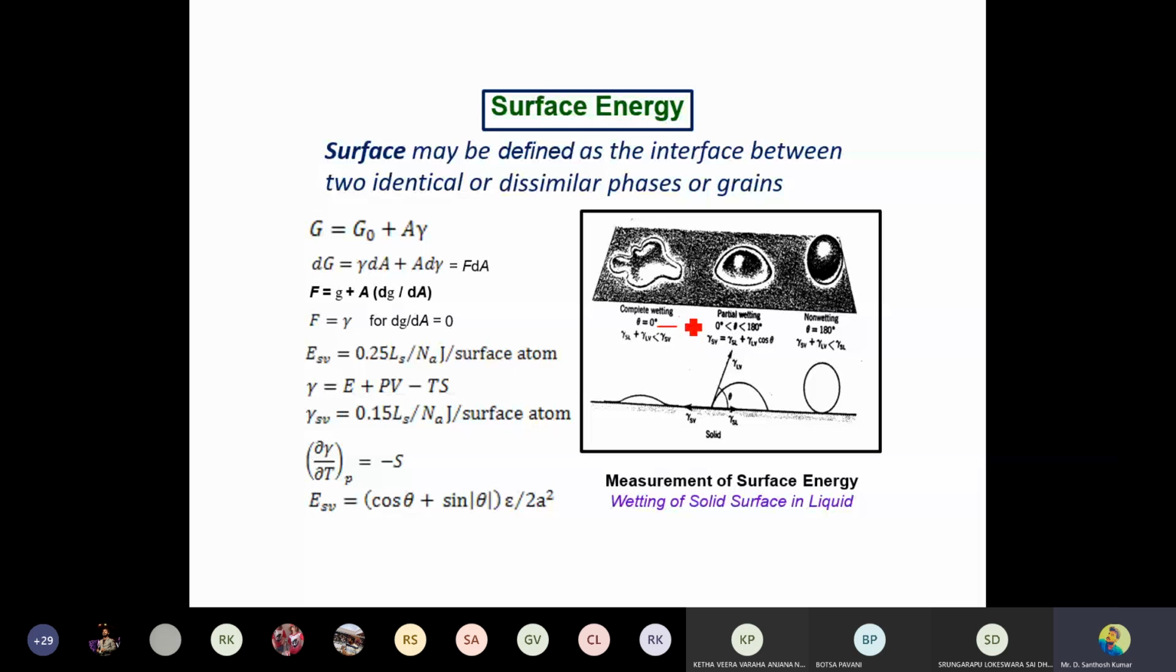If theta is greater than 90, then obviously you understand there is a partial wetting, and if theta is around 180 degrees, we are getting no wetting here. You can see that, no wetting. For understanding, there is another diagram also. This is a complete wetting, this is a partial wetting, and here, no wetting. You understand here, there is only a point contact between the surface and our droplet.